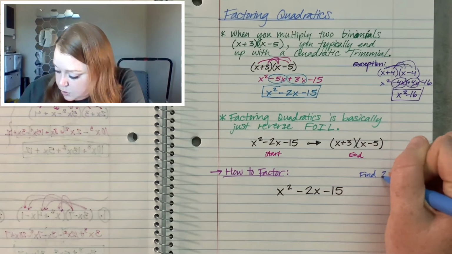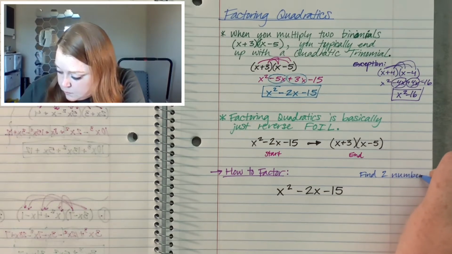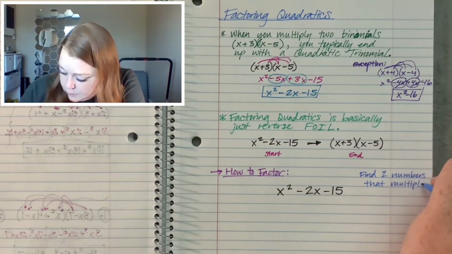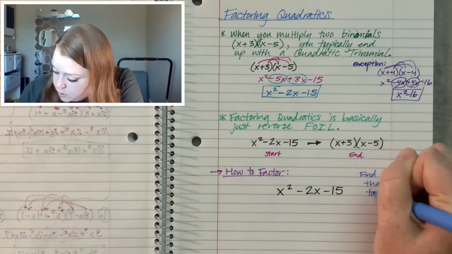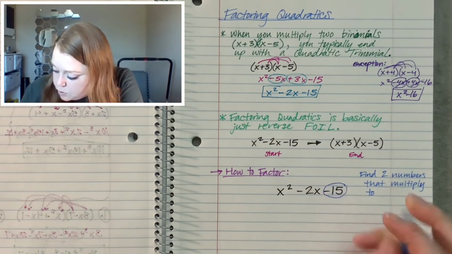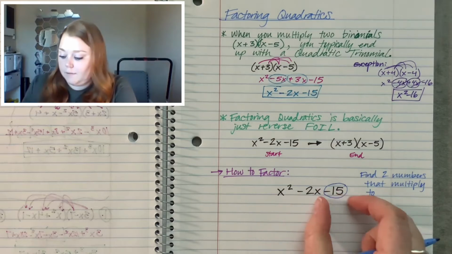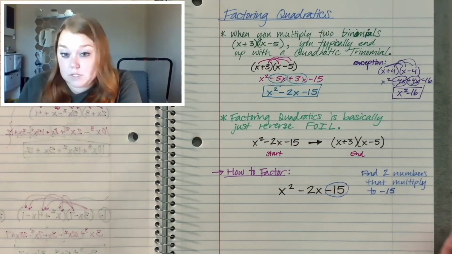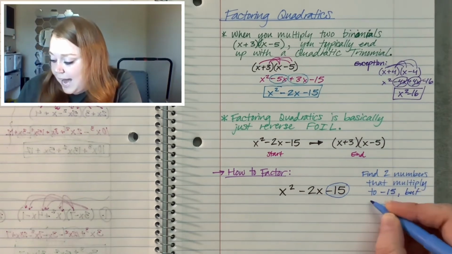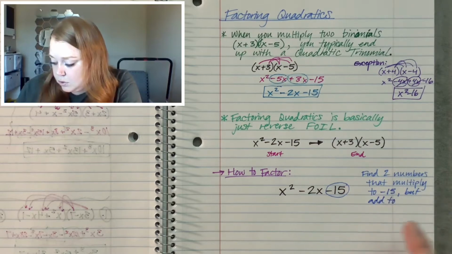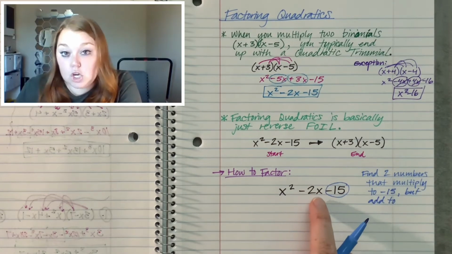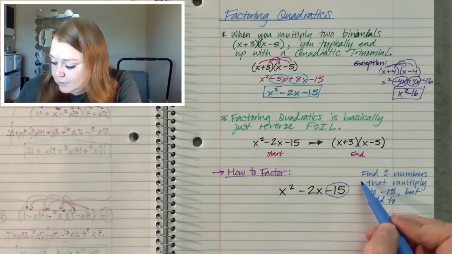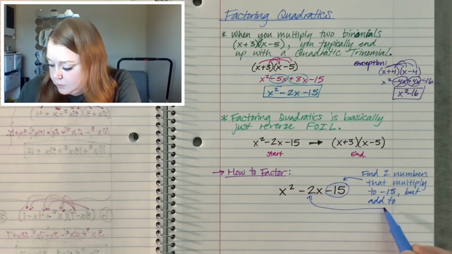We need to find two numbers that multiply to, and it's always, they need to multiply to this ending number right there, the last value, which is negative 15. So they need to multiply to negative 15, but they have to add to, and then you look at your middle term. The coefficient of your middle term is what they need to add to. So you have to add to negative 2.